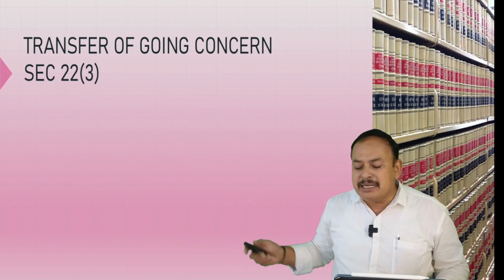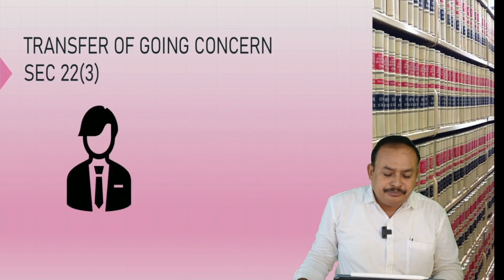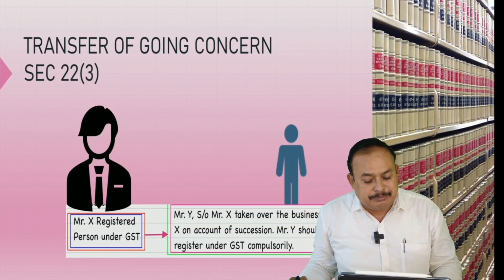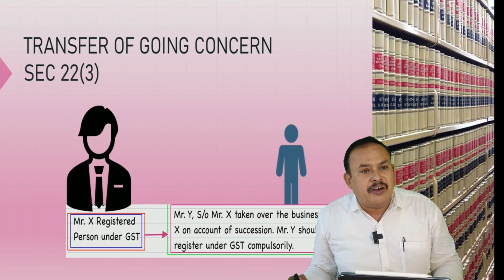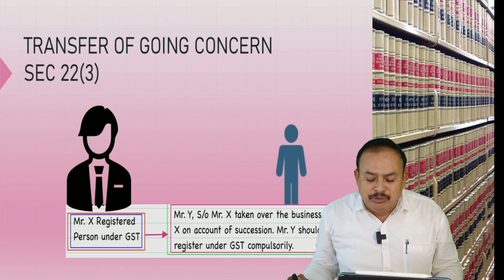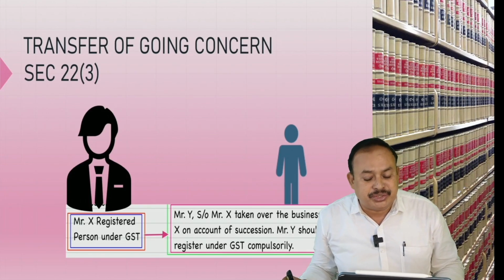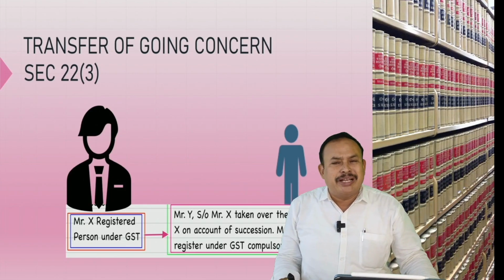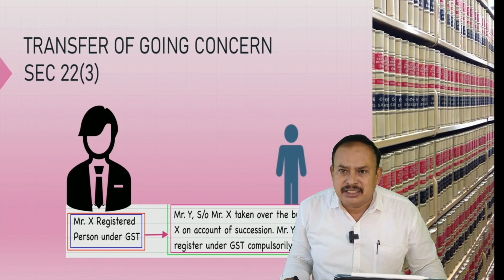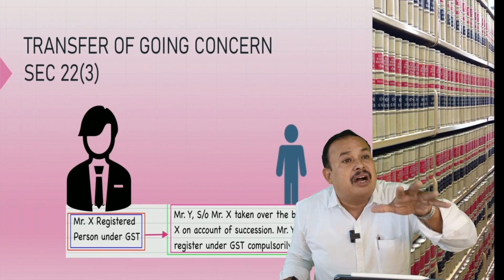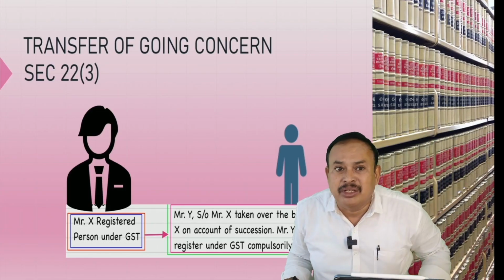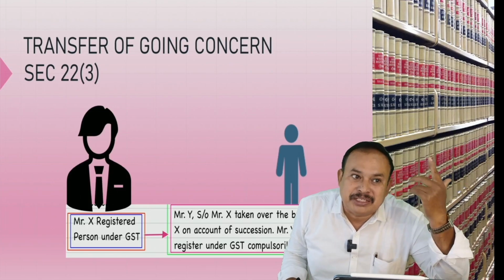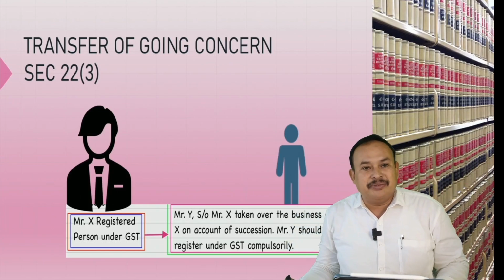Having this, look here. X is a registered person under the GST. Mr. Y, son of Mr. X, has taken over the business of Mr. X on account of succession. If so, should Y get registration or not? Yes. For him, the threshold limit of 10 lakhs, 20 lakhs, 40 lakhs is not applicable. Reason: he has taken over the business of another registered person. Is it clear, my dear friends?